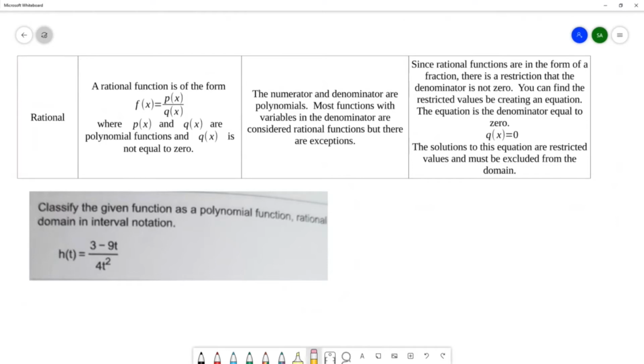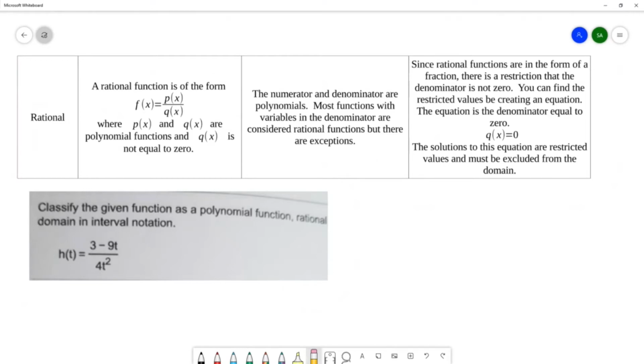So I've already put up here what type it is. This is a rational function. And rational functions are of the form p of x over q of x. And really what we're talking about are functions that have variables in the denominator. When we have a variable in the denominator, we can identify that as a rational function.